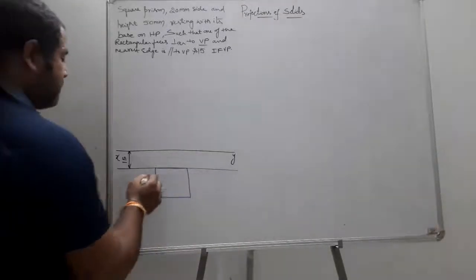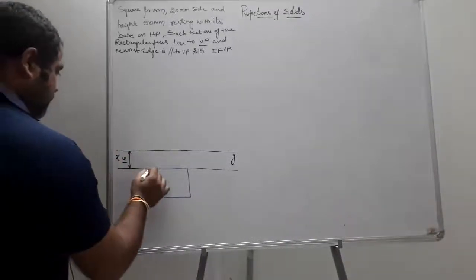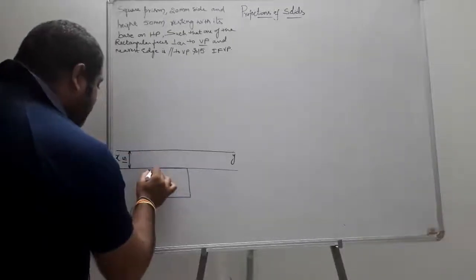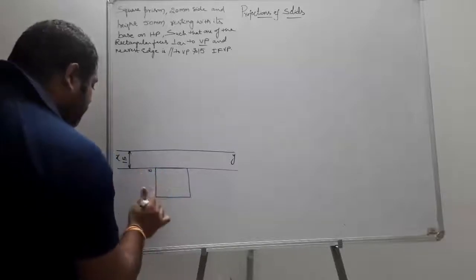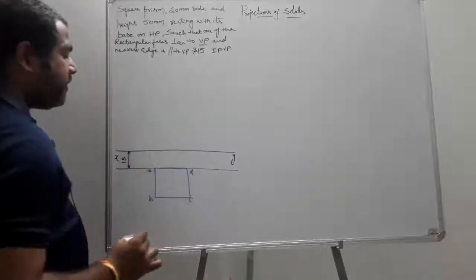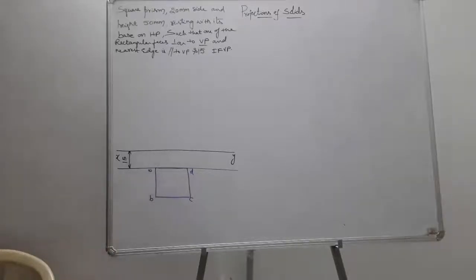Let us give your points. How many points? Let us see. This was A, B, C, D. Is that okay? Are my points correct? When I am seeing from the top, I notice the square shape ABCD. Is that okay?